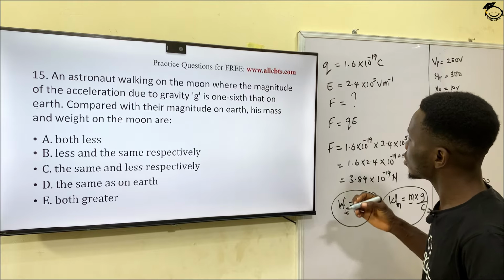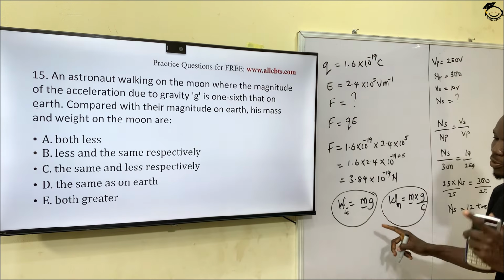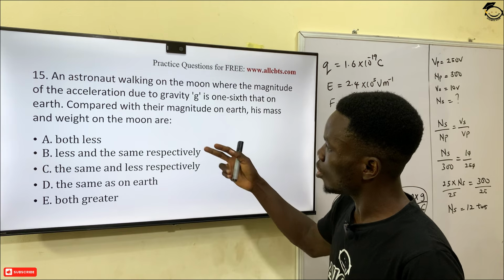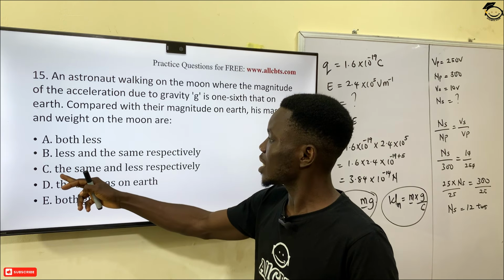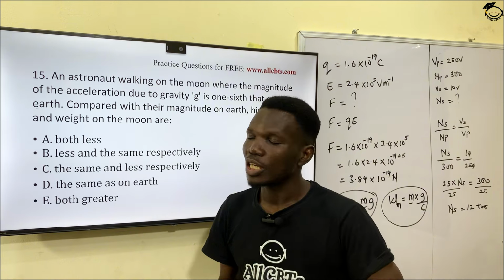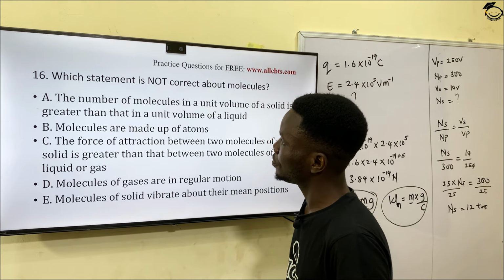So we're looking for the option that talks about the mass being the same and the weight being less. So let's look at our options. Option C says that the mass is the same, but the weight is less, which means that option C is our correct answer. So that takes us to question number 16.